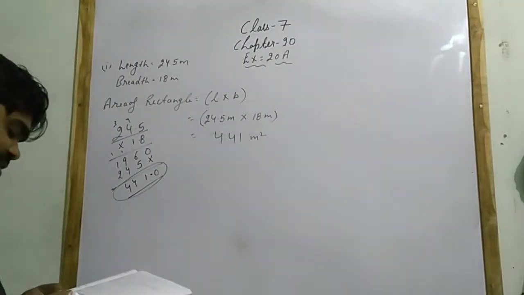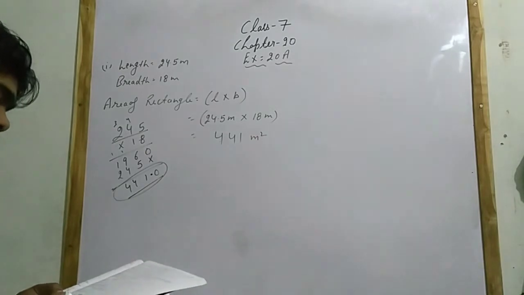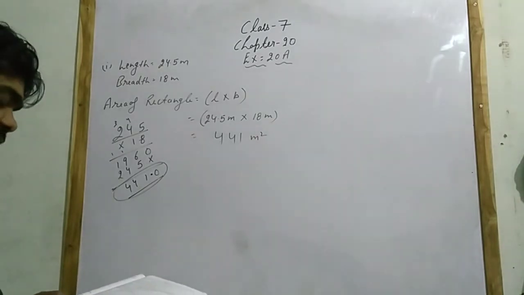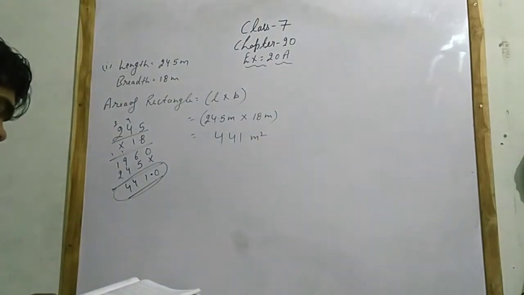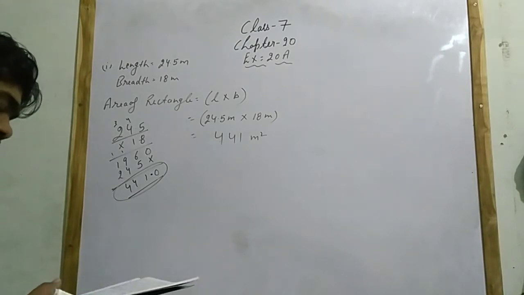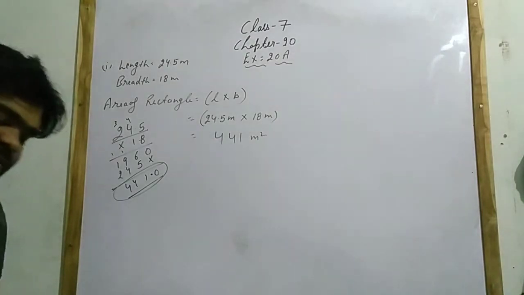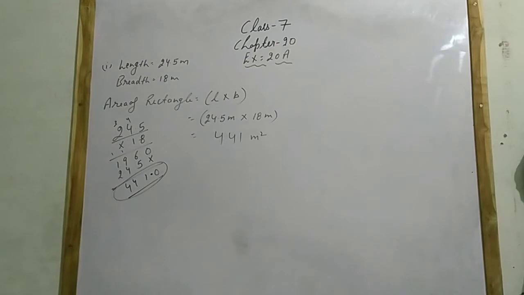After that, the second question is given. The second part is also length and breadth is given. You have to find the area. The second question is: find the area of a rectangular plot, one side of which is 48 meter and its diagonal is 50 meter. One side is given as 48 meter and diagonal is given here as 50 meter.